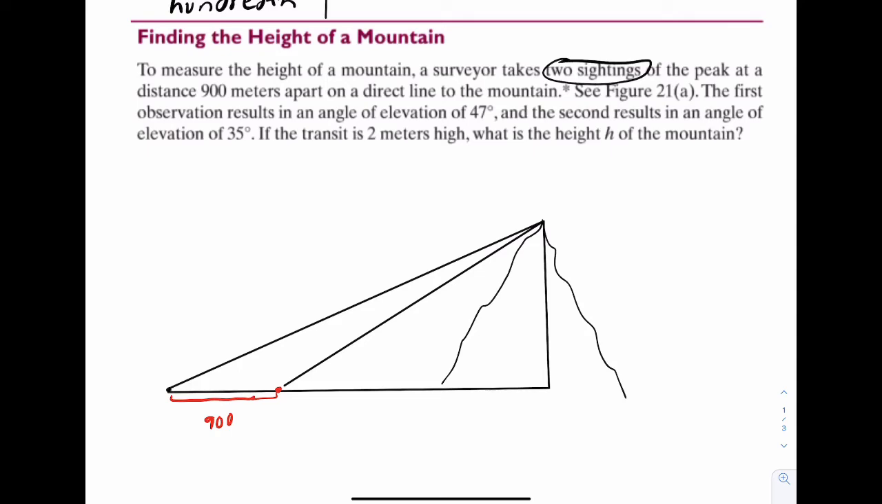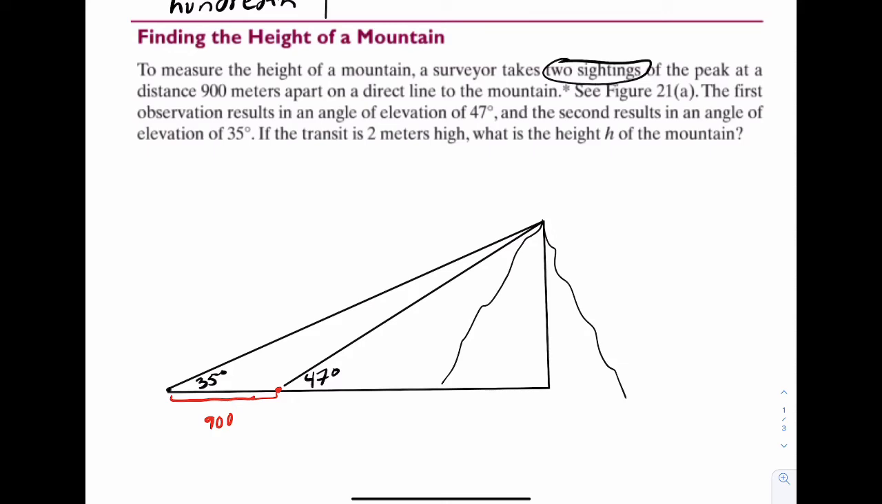Let's keep reading. The first observation is 47 and the second is 35. So it's important to understand that the 47 must have been here because that's the bigger angle. The bigger angle has to be closer. Imagine you walk along this line. As you get closer to the actual mountain, the angle should increase. So it wouldn't make sense if you put 35 here and 47 here because the angle couldn't get smaller as you get closer to the mountain. So 47 must be there. So that's the first sighting. And the second sighting must have been him walking away. So this must be 35.